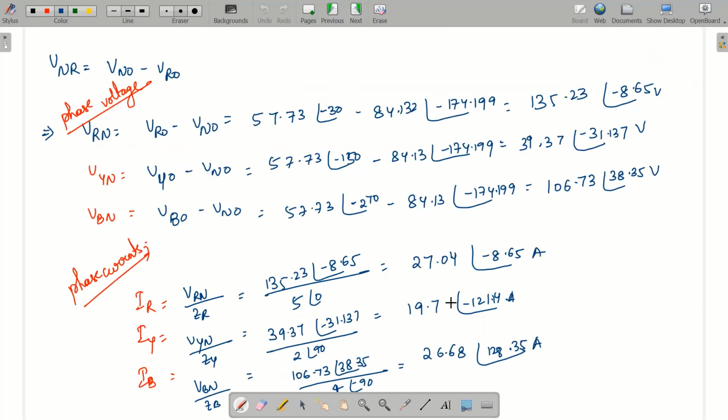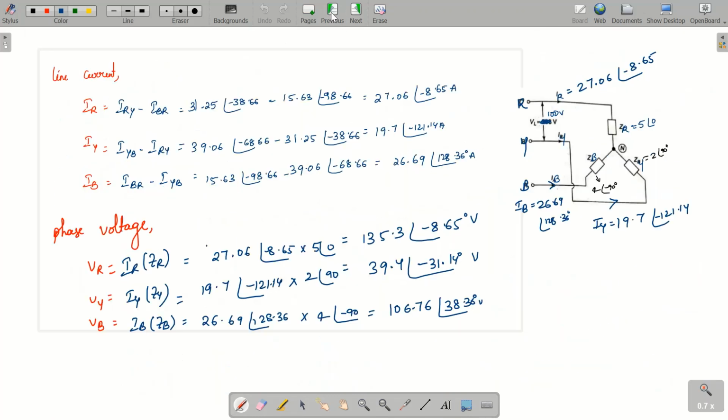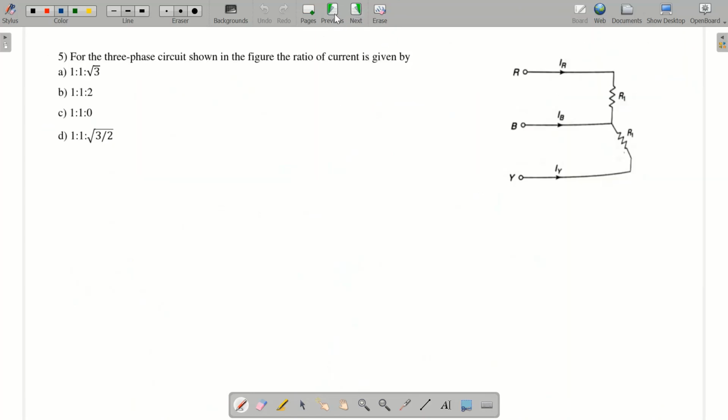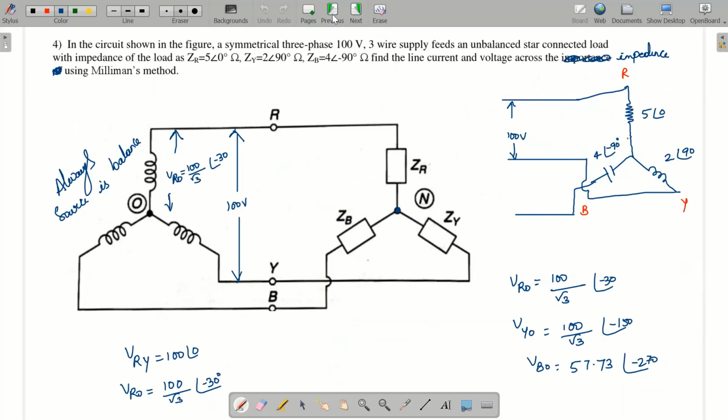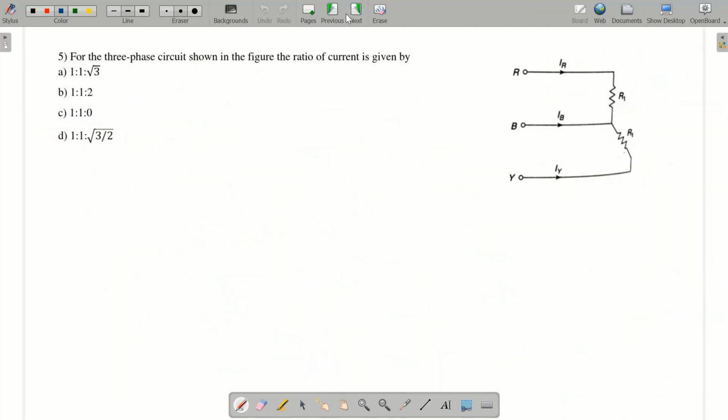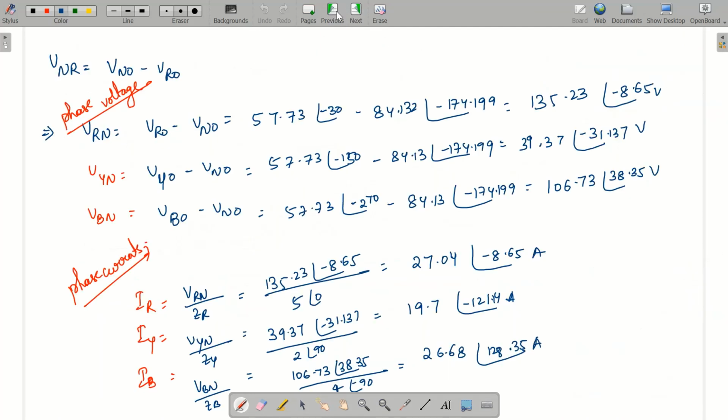27.04, 19.6, somewhat in digits, decimals the change is there, 26.68. So even though you are using both star-delta transformation or Millman's theorem, still the answers will be the same. It is your convenience, you may choose any method, but if they have mentioned a method in the question, then you have to solve by using that method itself. If nothing is mentioned, you can go by any method.